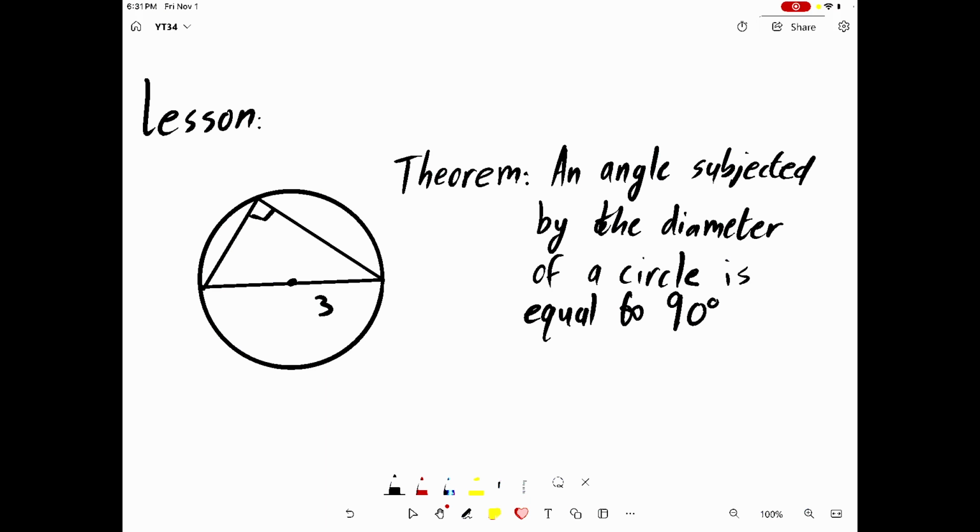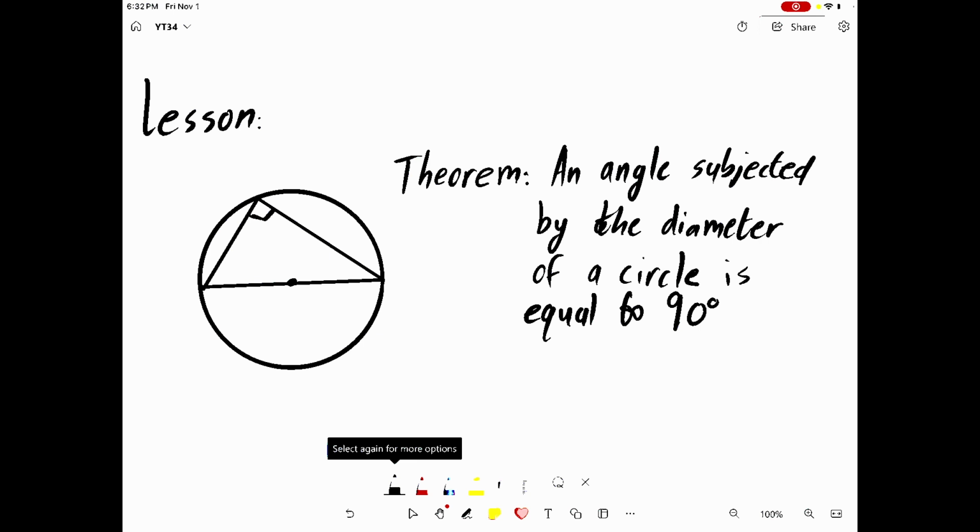Alright, here is the lesson. It is a geometry theorem. And this theorem is: an angle subtended by the diameter of a circle is equal to 90 degrees. So let's explain it. If we have a circle, and inside that circle is a triangle, and one side of the triangle is the diameter, the angle opposite to the diameter is 90 degrees.